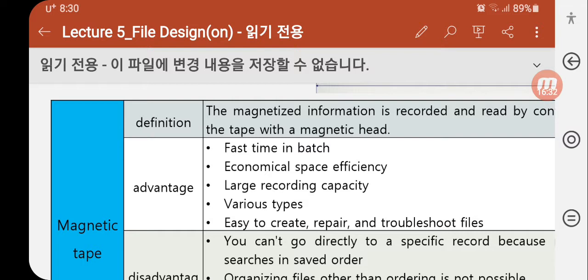But it also has disadvantages. You cannot go directly to a specific record because it only searches in saved order. Organizing files other than ordering is not possible. It is difficult to classify records, which reduces the efficiency of information processing. Non-linear data structure cannot be represented.